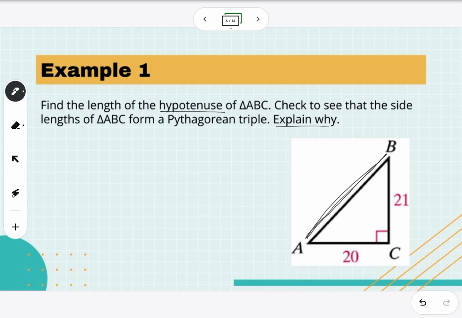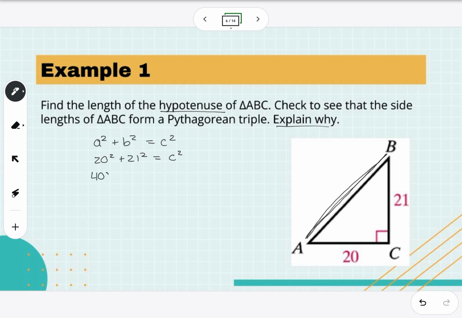So 20 and 21, those are my legs. And A and B in my Pythagorean triple, they're kind of interchangeable. So it doesn't really matter which one you assign for A or B, as long as you know, okay, those are my legs. Those are going to go together on the one side of my equation. So I'm going to get 20 squared plus 21 squared equals my hypotenuse squared, that C value, that missing piece.